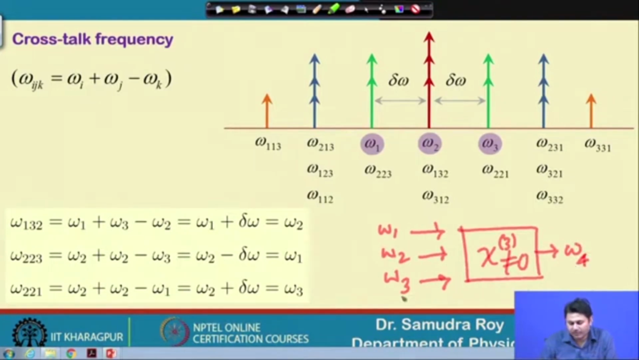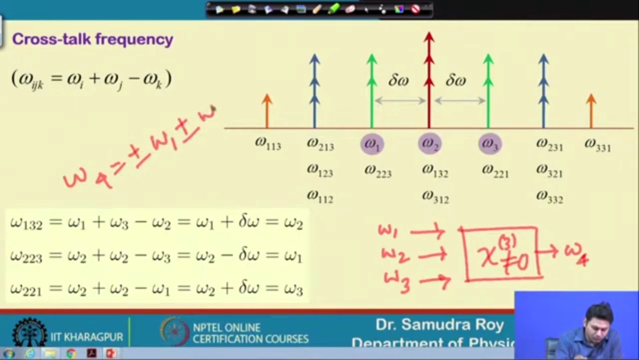Now omega 4 can be the combination of omega 1, omega 2, omega 3, and in general omega 4 can be represented by plus minus omega 1, plus minus omega 2, plus minus omega 3. So, these many terms one can generate, because for every electric field there is a complex conjugate term, and for this complex conjugate term we have a minus omega frequency associated with it, also minus omega 2, minus omega 3. Their combination can generate many frequencies. This is one issue.